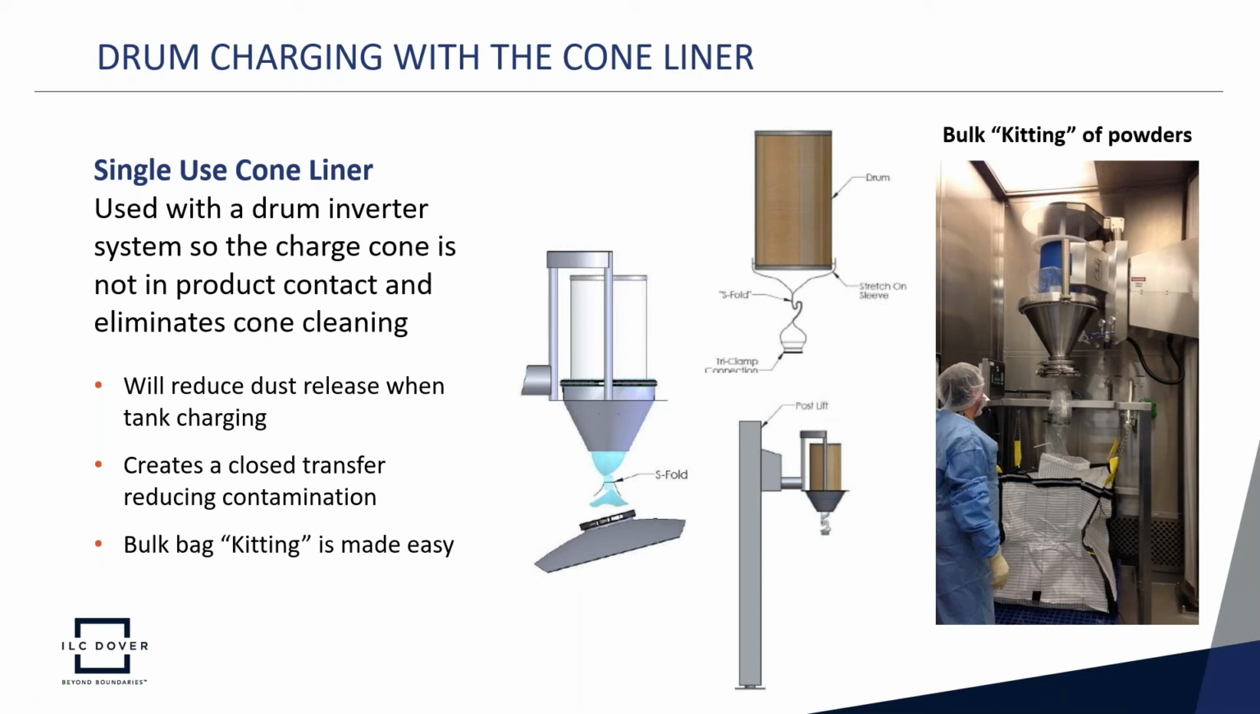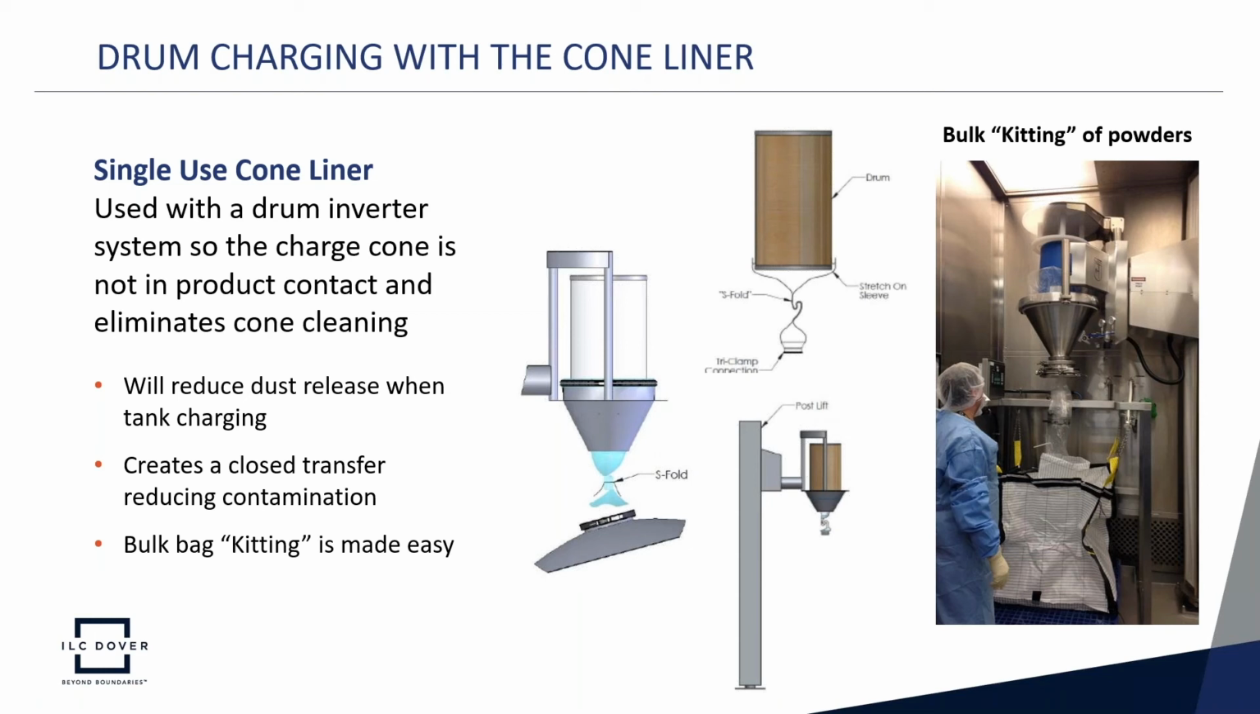But with that, we have the product contact area of the stainless steel cone, and that often comes with a butterfly valve. And so what we've developed is the cone liner, which follows the contour of the cone, is in position so that now the stainless steel cone becomes a non-product contact area, and we reduce the cleaning and the need for cleaning of that stainless steel cone.